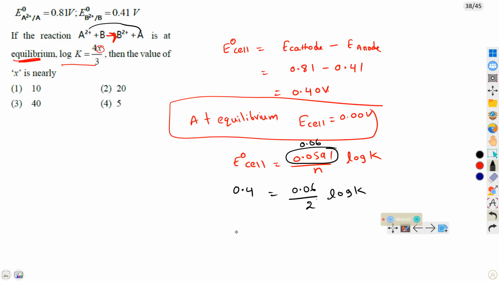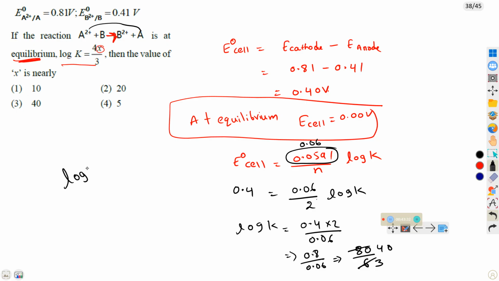Then log K is equal to 0.4 into 2 by 0.06. 0.8 by 0.06 can also be written as 80 by 6. 3 times 2, 3 times 2, 40 times. Log K is equal to 40 by 3. Here given 4x by 3 is equal to 40 by 3. Then x is equal to 10. First option.